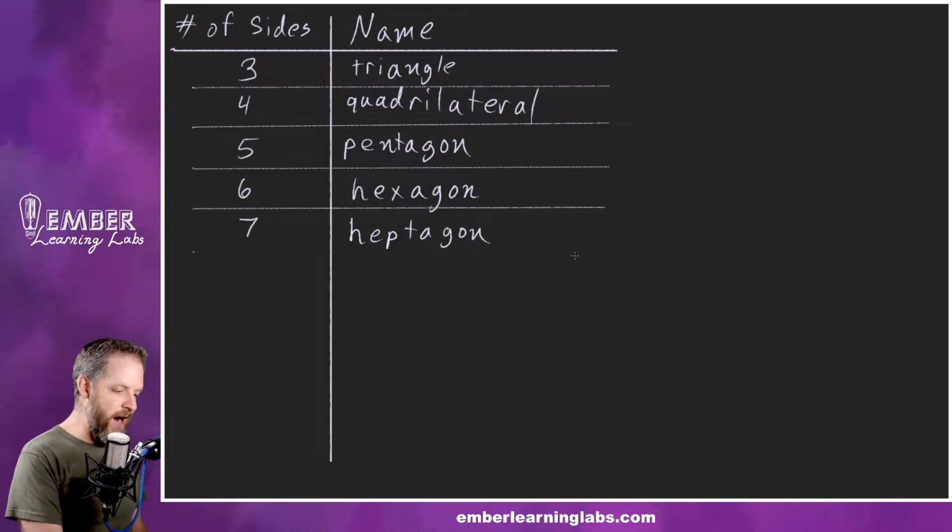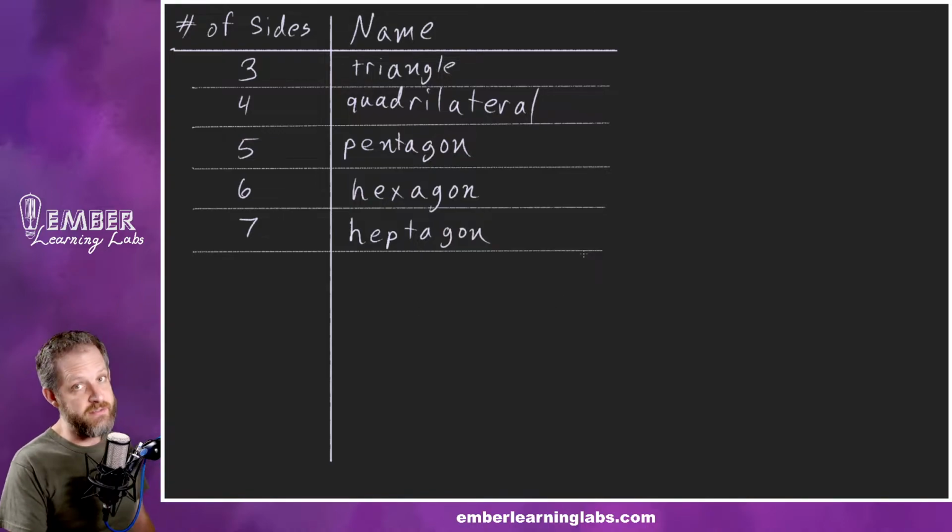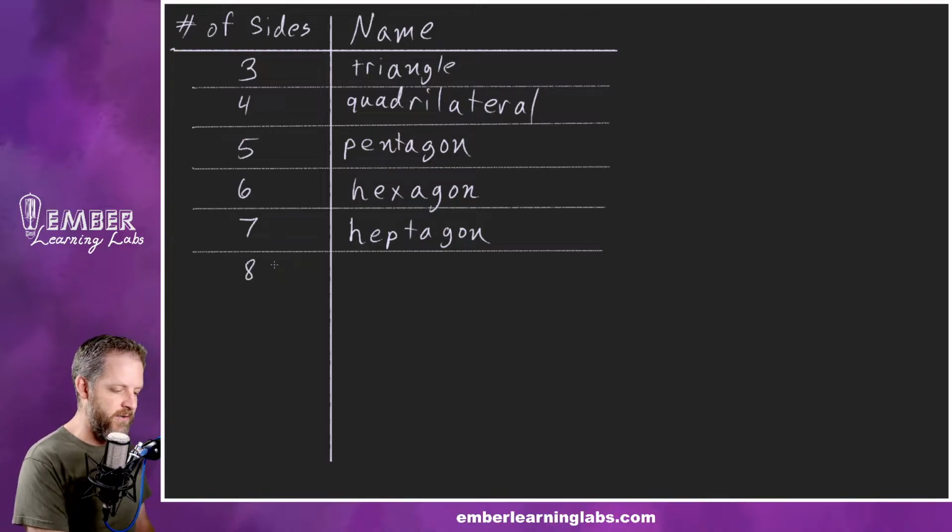And then we know what an octagon is called oftentimes because of stop signs. And I already said that one earlier with that earlier example. An 8-sided figure is called an octagon.